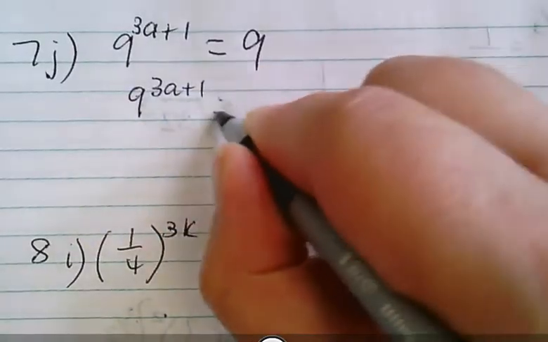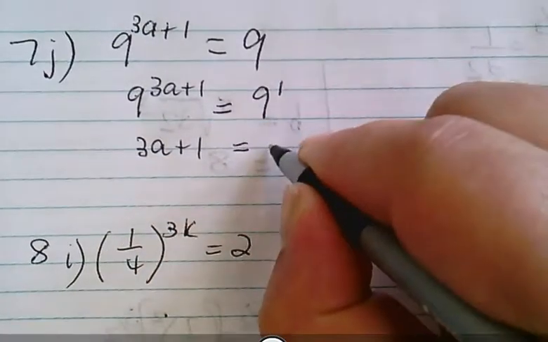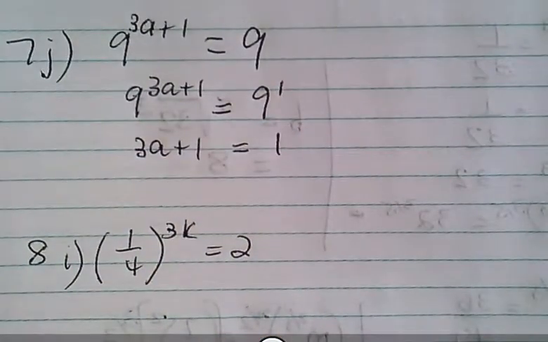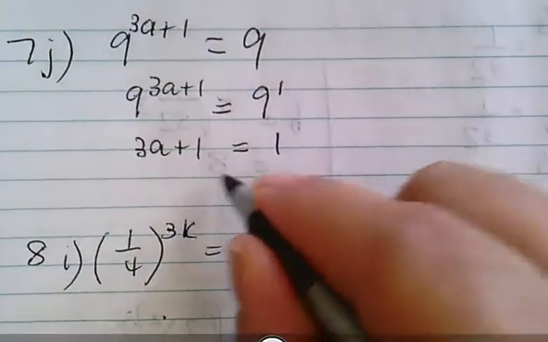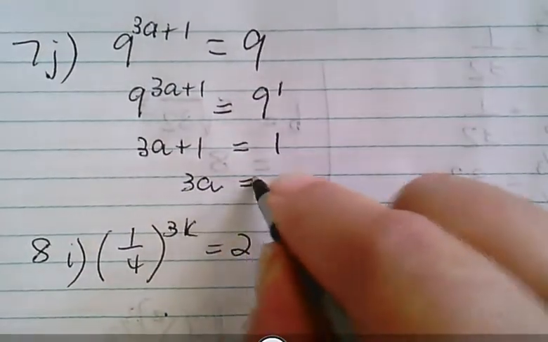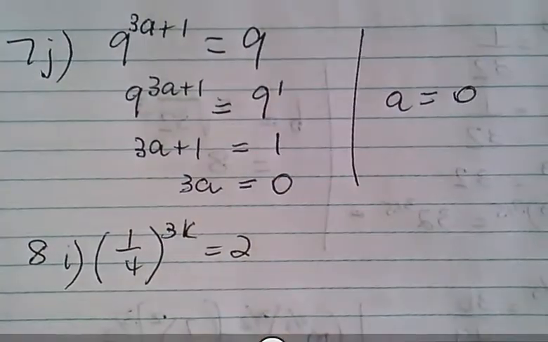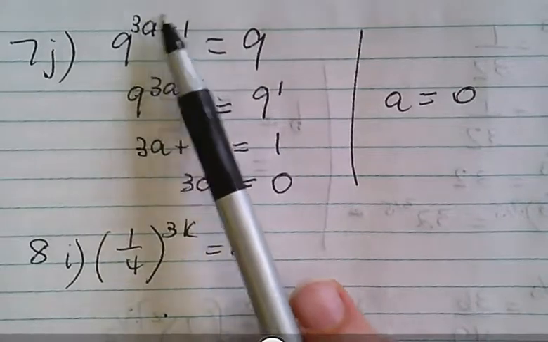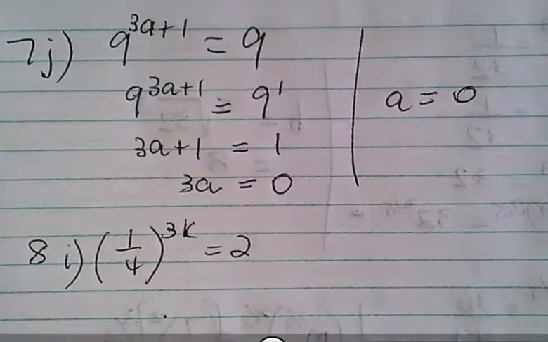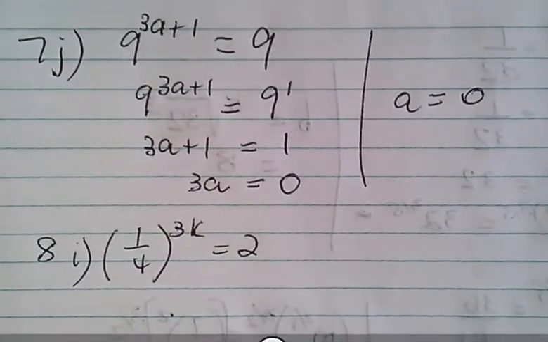Question 7J. 9 is just 9 to the power of 1, so you can just equate indices. 3a plus 1 is 1. So what have we got? What does 3a equal, girls? 0. So therefore a is 0. And that makes sense because 0 plus 1, 9 to the power of 1 equals 9 to the power of 1. Okay, have a go at 8i.